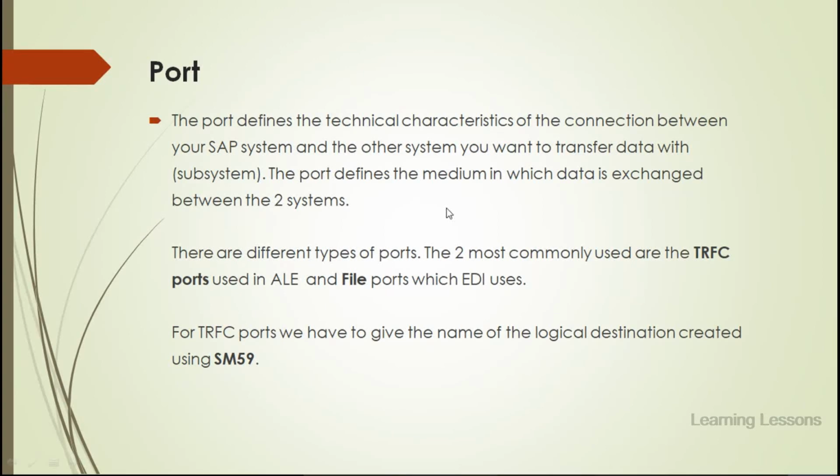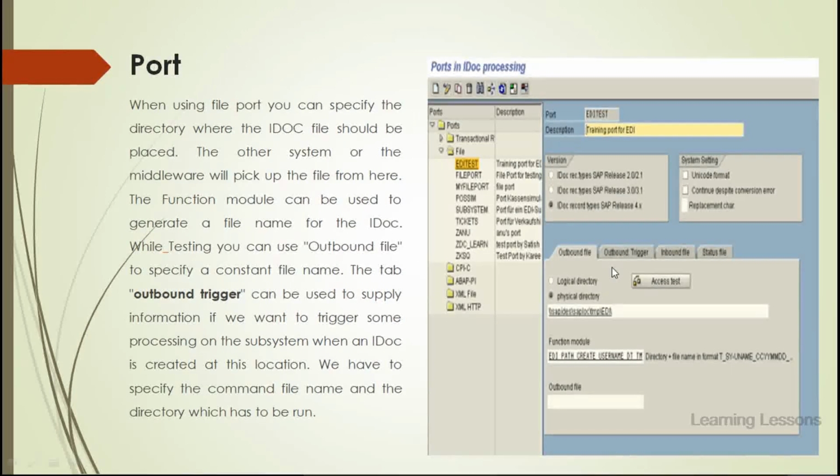So how can we transfer the data? Through the SM59 transaction, we have to create one RFC. RFC has a different name: logical destination. We can see the recording one more time, otherwise we'll get confused. So we have to normally create a port.